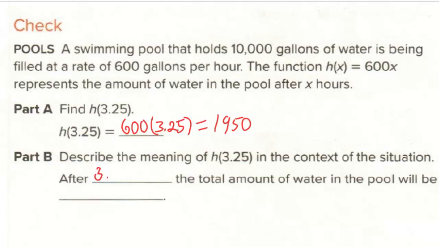After 3.25 hours, the total amount of water in the pool will be 1950 gallons.